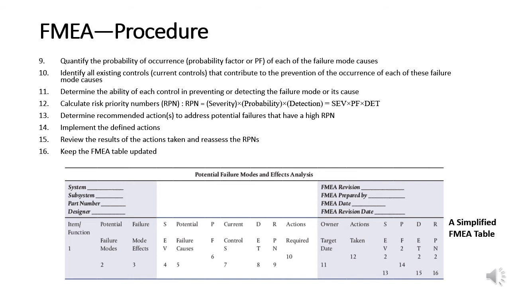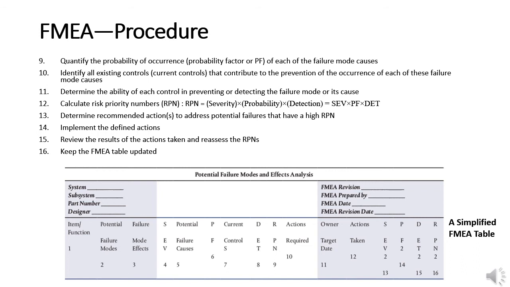The next step is to identify all existing controls that contribute to the prevention of the occurrence of each of these failure mode causes. Current controls are the mechanisms that prevent the cause of the failure mode from occurring or which detect the failure before it reaches the customer. The engineer should now identify testing, analysis, monitoring, and other techniques that can or have been used on the same or similar product process to detect failures. Each of these controls should be assessed to determine how well it is expected to identify or detect failure modes.